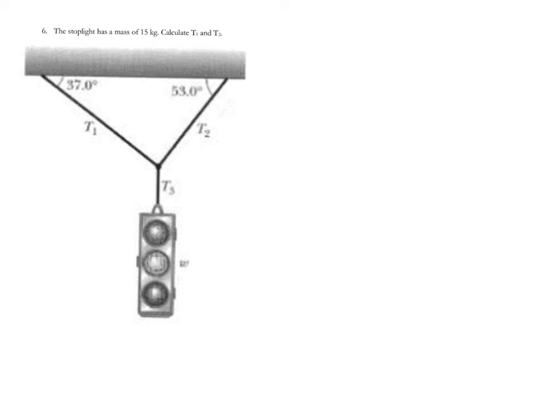Alright, let's do this A-level problem. 15 kilograms, weight equals mass times gravity. 15 kilograms times 9.8 meters per second squared.